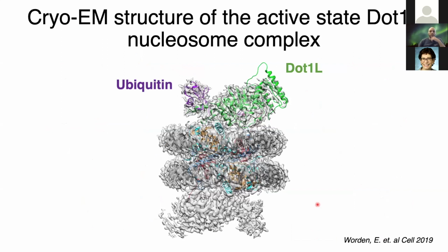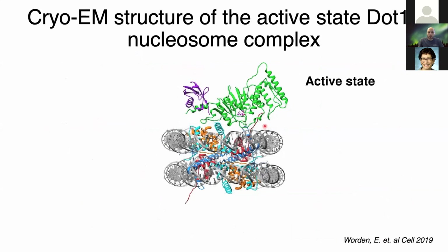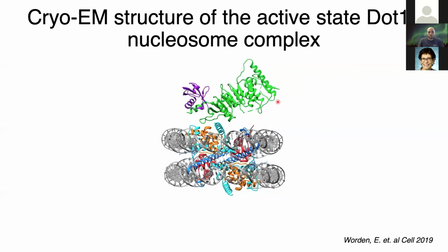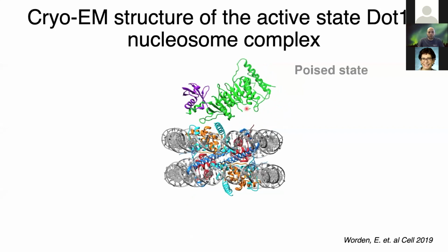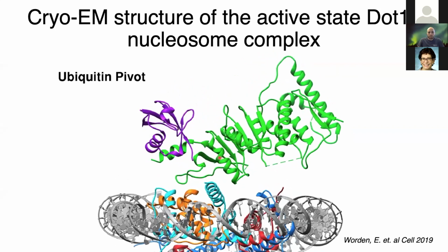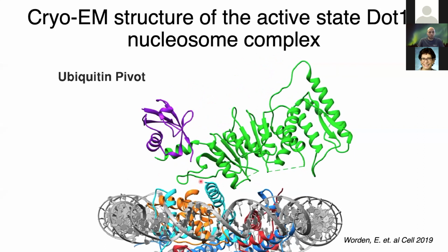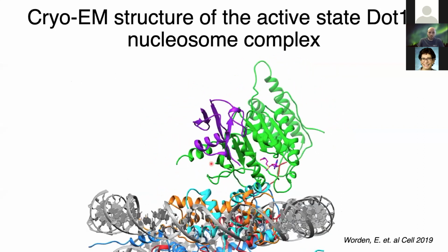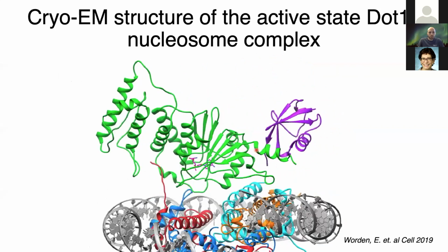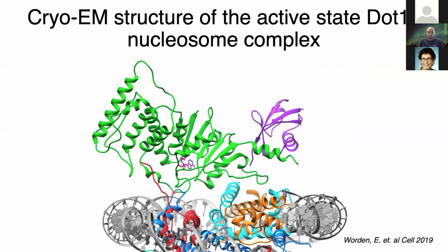So if we compare the active state structure with the poised state structure, we can see that in the active state structure, the N-terminal part of Dot1L is actually sitting down and contacting the nucleosome. But when it transitions to the poised state structure, this part of Dot1L lifts up off the nucleosome and is far away from the H3K79 side chain. And this transition from the poised state to the active state actually occurs around a pivot point. And that pivot point includes the ubiquitin attached to histone H2B. And if we zoom around one more time, we'll see again that this transition here occurs to the poised state around this ubiquitin residue and then comes back down and contacts the nucleosome in the active state.